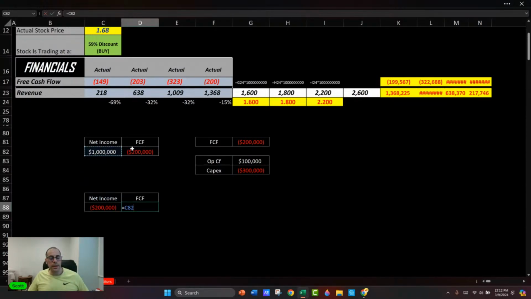Another company had negative 200,000 of net income. The main reason a company might have a negative net income and a lot of cash flow is because they pay a lot of, like I said, the stock-based compensation thing.